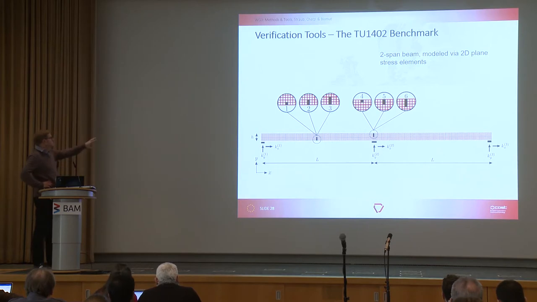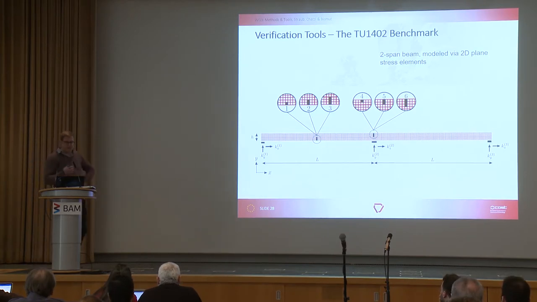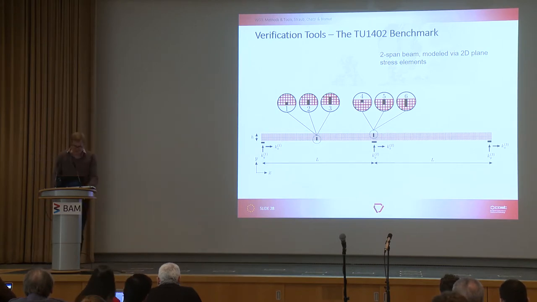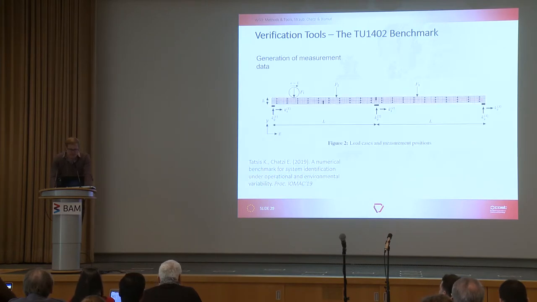There is a relatively simple case here of a beam, three supports. You have the possibility to introduce damage in these elements that are indicated here. So there are six possible damages one can introduce, and then the structure is analyzed using plane stress elements. And there are many things that one can vary that are also in real life systems.